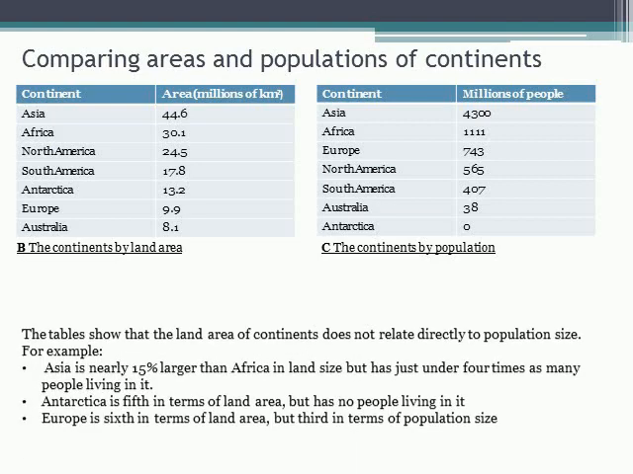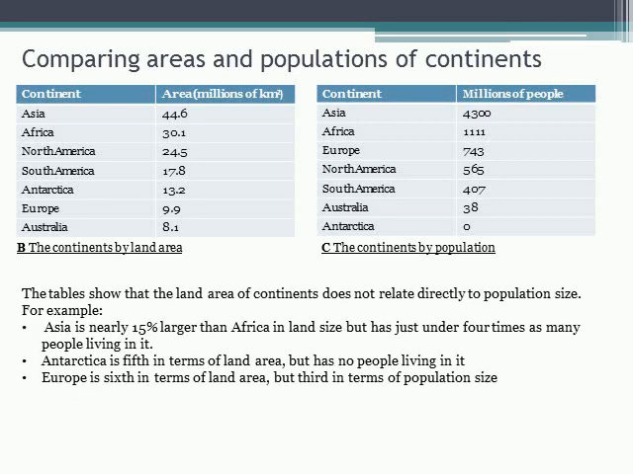So what do you realize? Okay, the tables show that the land area of continents does not relate directly to the population size. Did you realize? Okay, for example, Asia is nearly 15% larger than Africa in land size, but has just under 4 times, so almost 4 times as many people living in it. Okay, so it's not the land area, it's not in ratio with the population size.